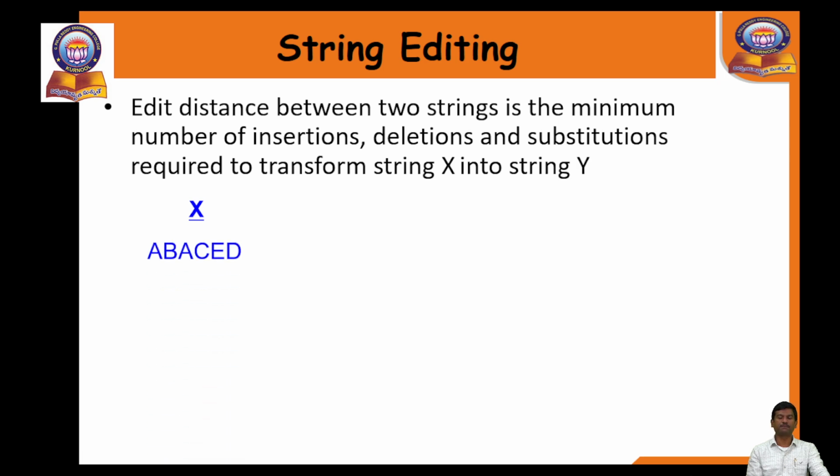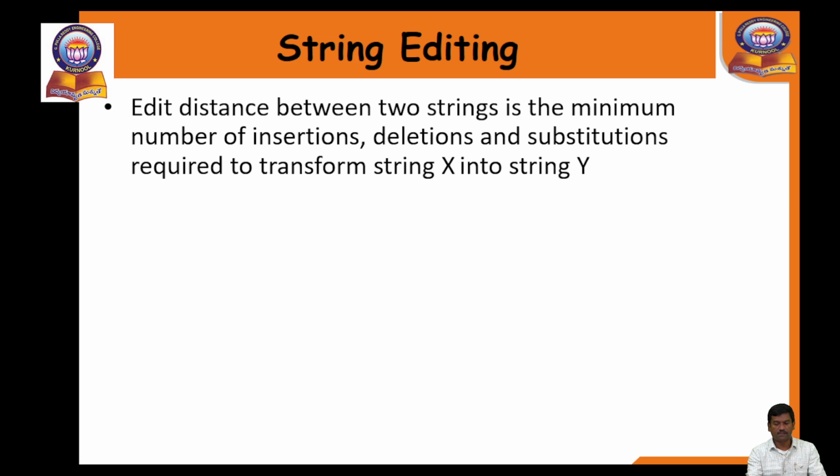As an example, consider the given string x equal to ABACED, and the y string is ABACCED. What is the objective of this string editing? You have to transform x into y, and you have to make operations on x with the minimum cost. What does this mean?